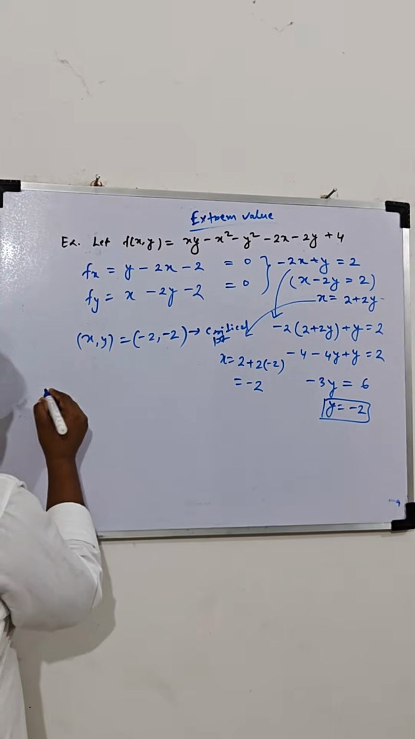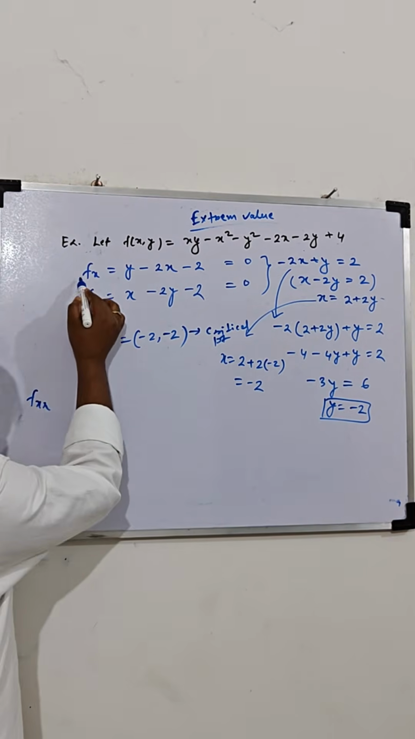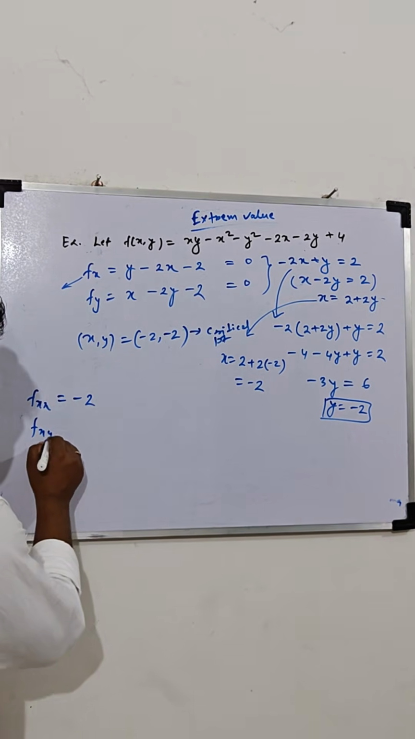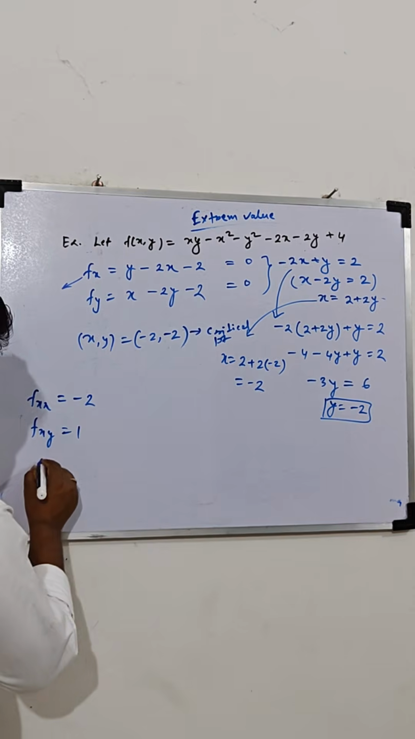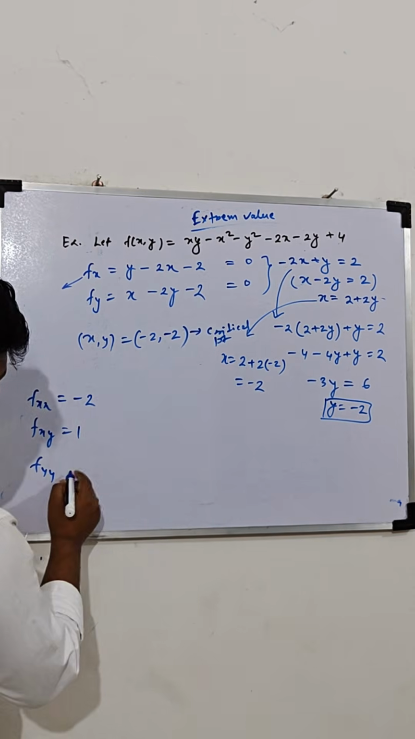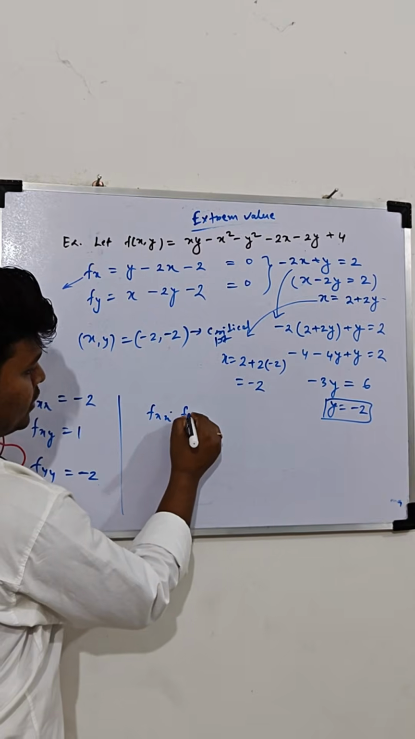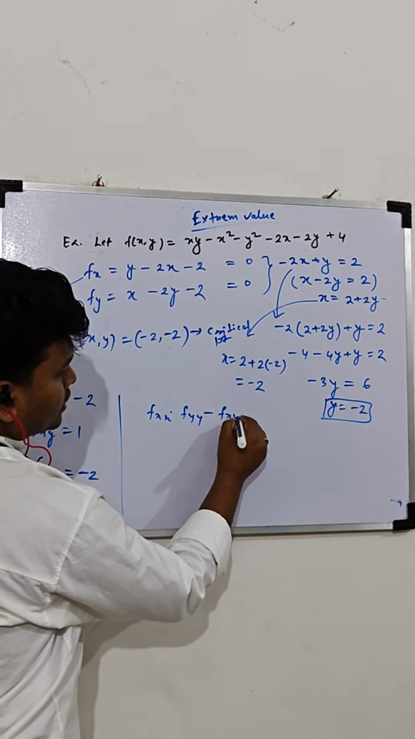Now we find f xx. So here f x we get this. So f xx will be minus 2. f xy will be here, this is 1. And f yy we will get from here, this is minus 2. Now we have to find f xx into f yy minus f xy square.